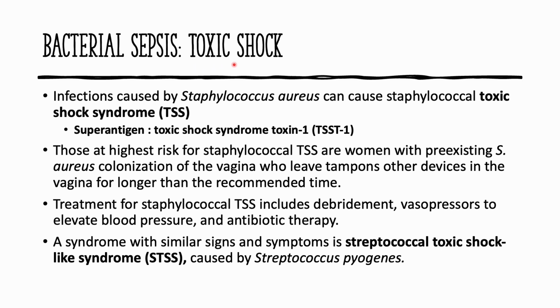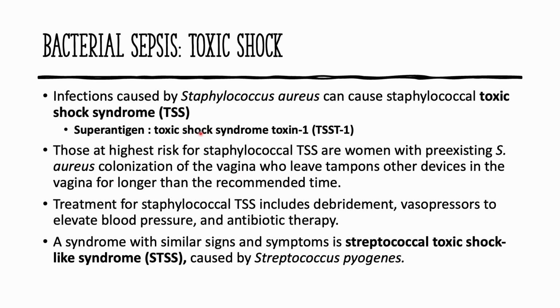Next up, we have toxic shock. Infections caused by Staphylococcus aureus can cause staphylococcal toxic shock syndrome, TSS, and you've probably all heard of toxic shock syndrome before. This is a result of Staphylococcus aureus having a very specific superantigen called the toxic shock syndrome toxin 1, TSST1. Not all types of Staphylococcus aureus have this, but specific types have this superantigen that can then induce toxic shock syndrome.